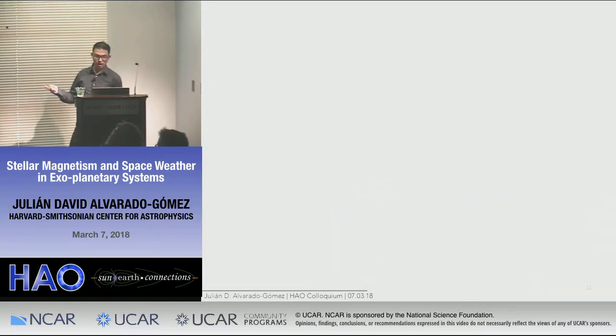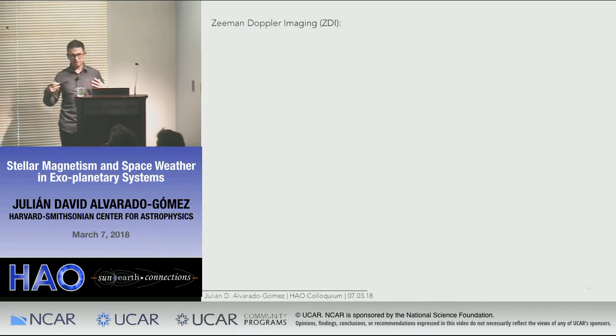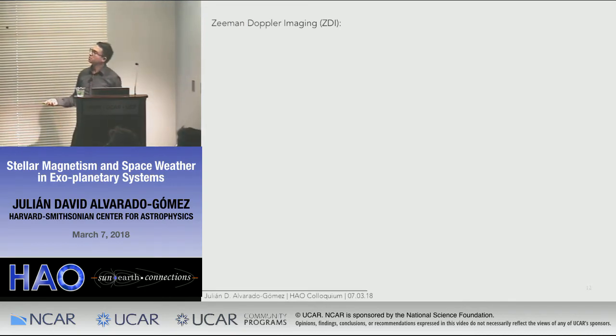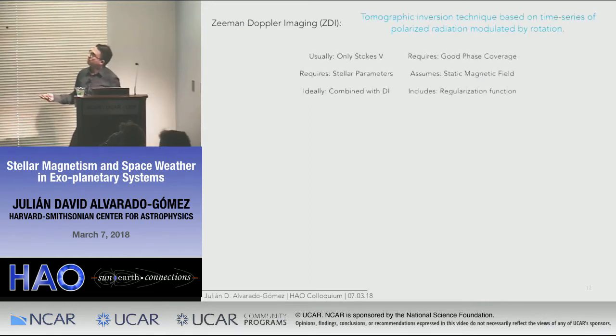All right. So with that, this is how you detect the field. But now we're going to talk about how we map the field, how we convolve this information, a time series of these observations, into a 2D image, a map of what the magnetic field looks like. This is done with the technique of Zeeman Doppler imaging, which is a derivation from a technique called Doppler imaging, which was trying to map inhomogeneities on the surface of stars. But this one we will be talking about polarization sequences. In one word, it's a tomographic inversion technique based on a time series of polarized radiation, which is modulated by the rotation of the star.